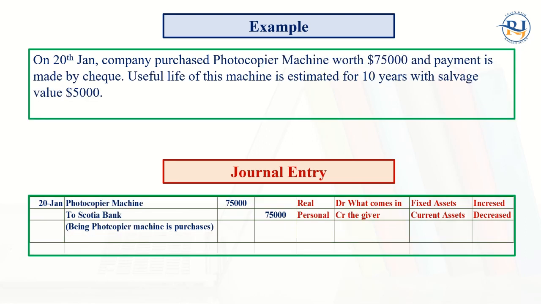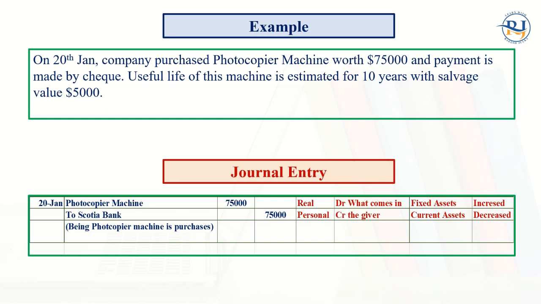On 20th of January, company purchased a photocopier machine worth 75,000 and payment is made by check. So useful life of the machine is estimated 10 years with the salvage value of $5,000. So general entry for this will be photocopier machine account debit 75,000 to Scotia Bank 75,000.